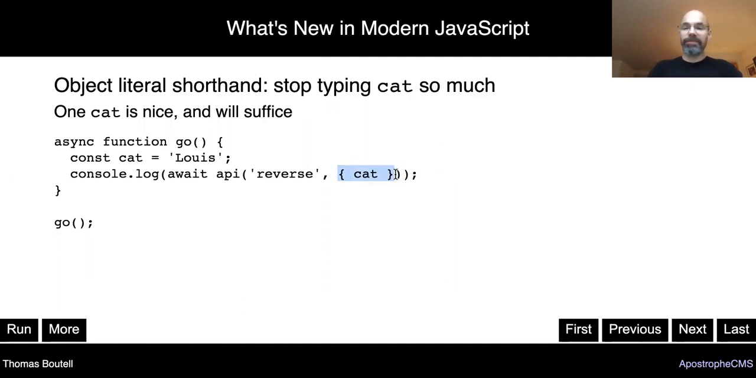So I'm going to go ahead and show you the succinct version of that. We can just not have a separate key and value. We can just have the property name. When you do that, it is a shorthand that assumes that the key and the value are the same. So it will go find that cat variable in your current scope, and it will put in a property called cat.